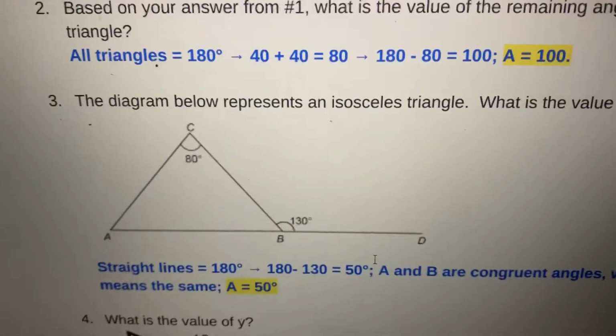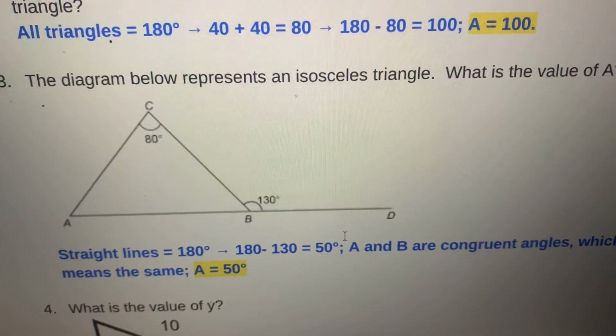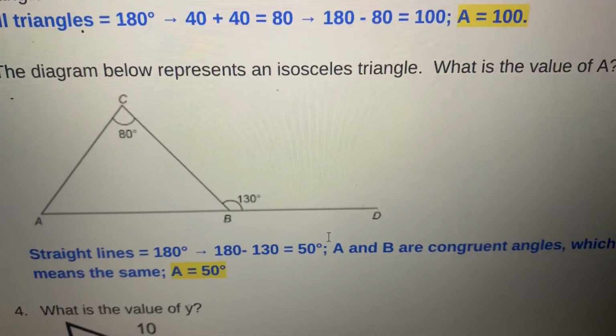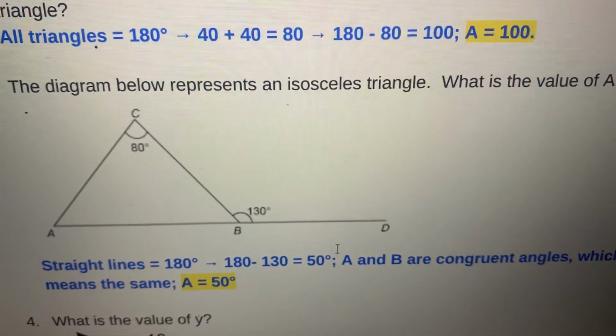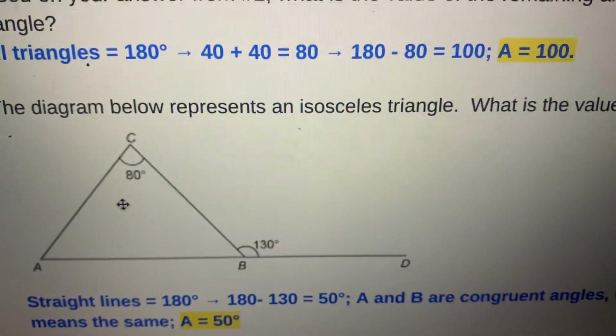This is similar, number 3, to what you will see on a question on the SR. It says, this diagram below represents an isosceles triangle. What is the value of A? So this is where I was talking about where we have the straight line, okay? So we know that this is an isosceles triangle right here, CAB.